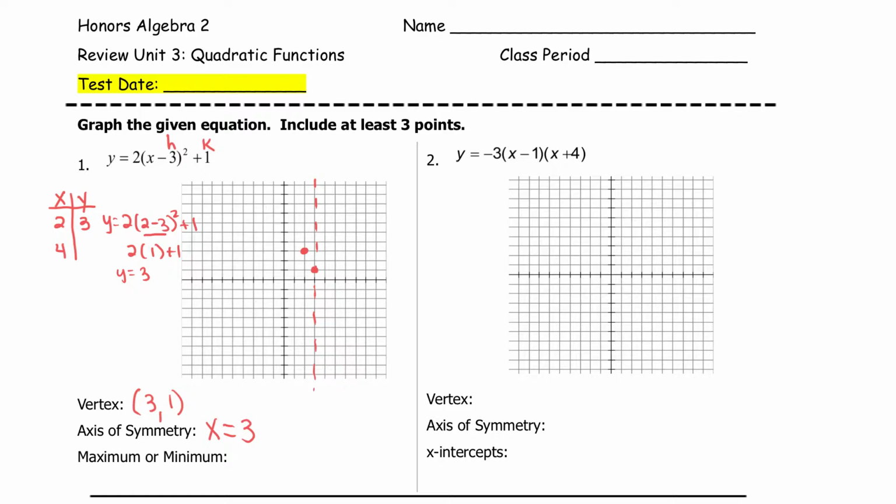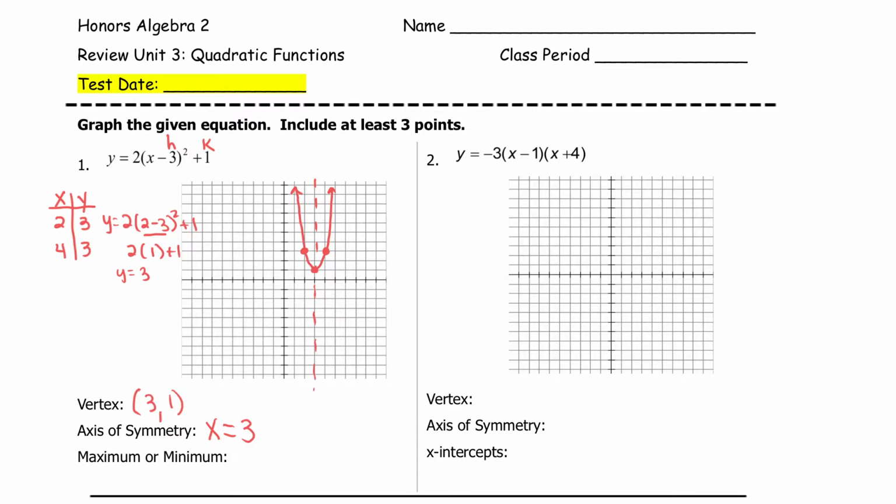Now remember, you will have that symmetrical point right here, which is going to be 4, 3. So you really only have to plug in one number so that you can figure out what that other point is. So now let's go ahead and graph it.